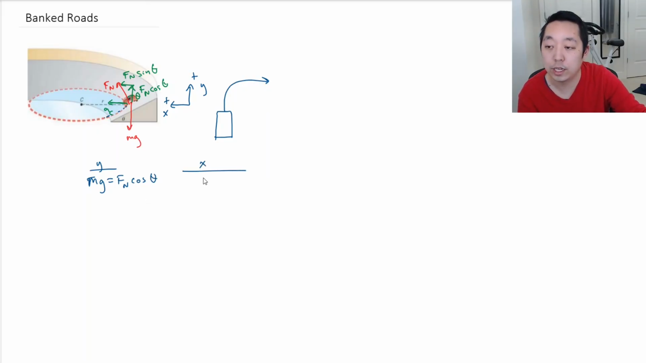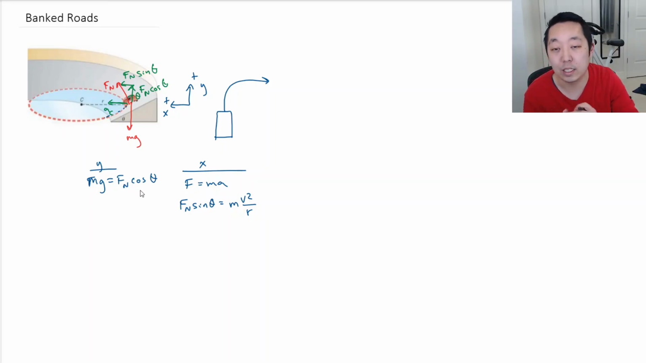And in the x direction, the net force is just Fn sine theta. But the acceleration is centripetal, so it's equal to mv squared over r, where v is the speed that you're going, and we'll use little r for the radius. It just depends on the context of the problem as to what you're trying to solve for. But this is the general setup.